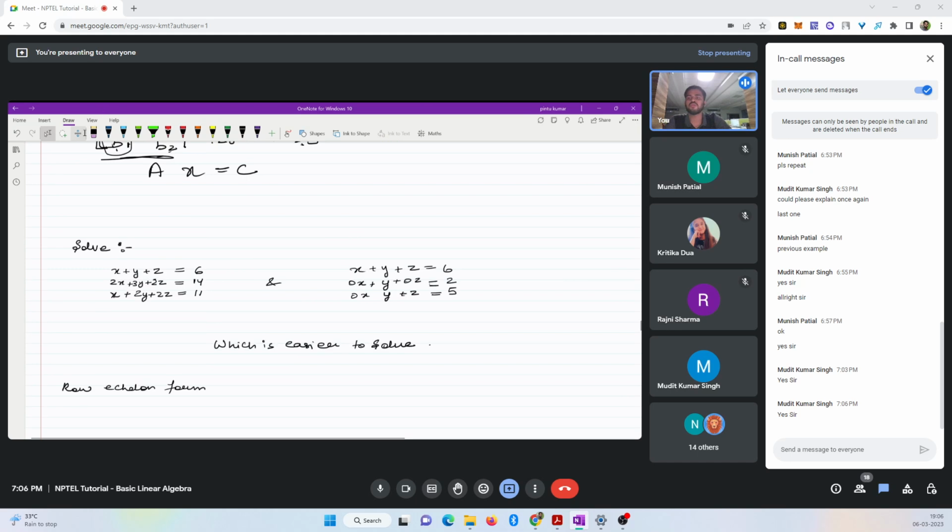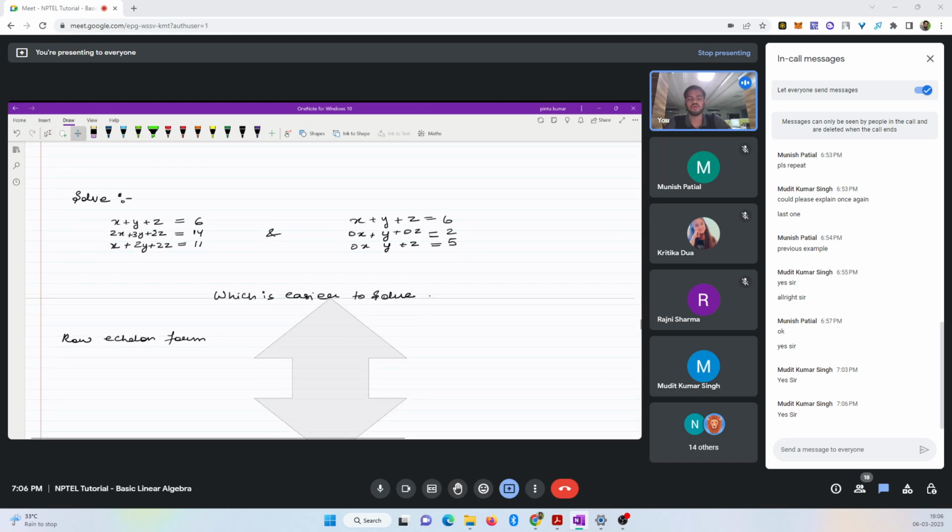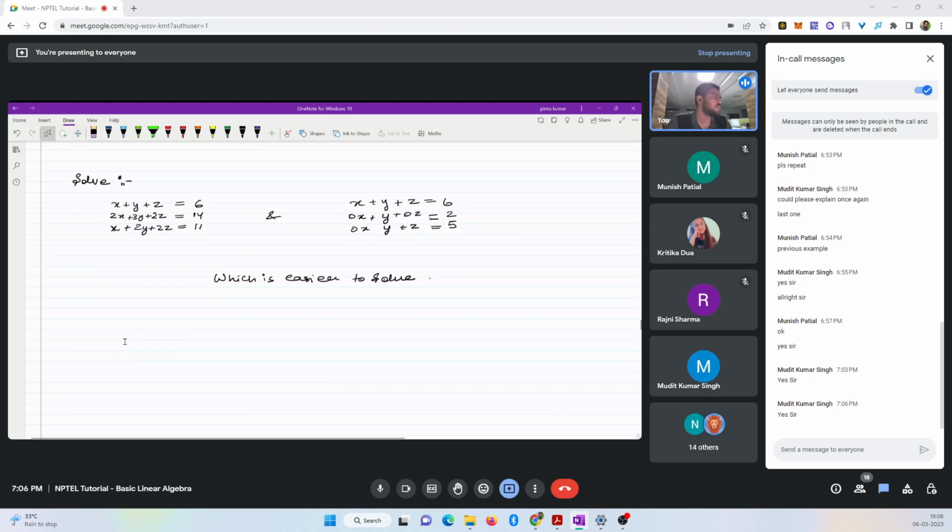Okay. Before we actually start solving, I'll give some motivation for row echelon form. After that, we'll also see how we go about getting to row echelon form. And then we'll start solving this equation. Let's say you are given these two systems of equations. First system: x plus y plus z is equal to 6, then 2x plus 3y plus 2z is equal to 14, and the last one is x plus 2y plus 2z is equal to 11.